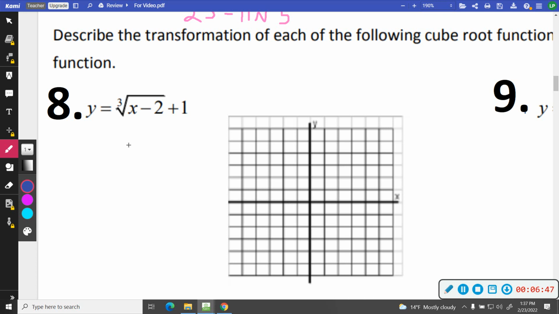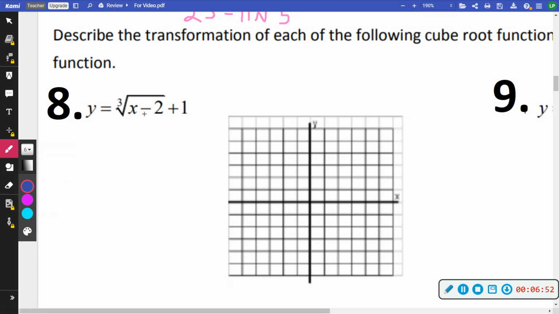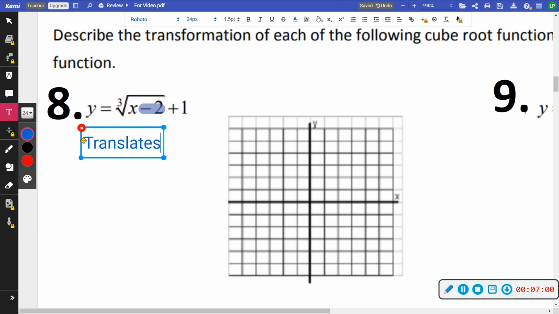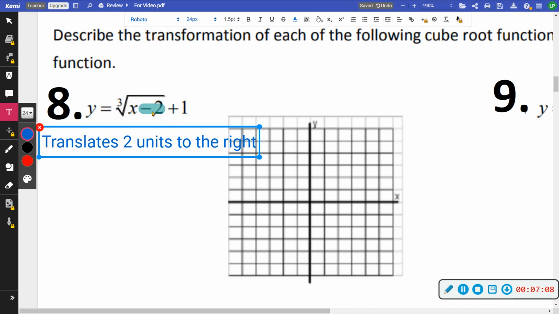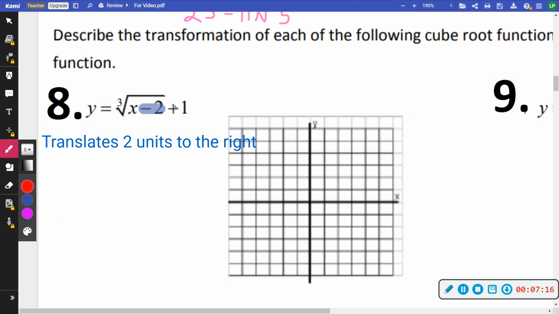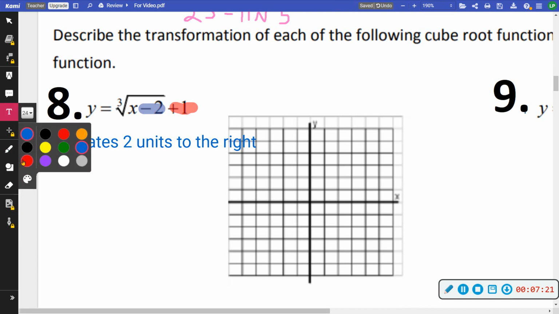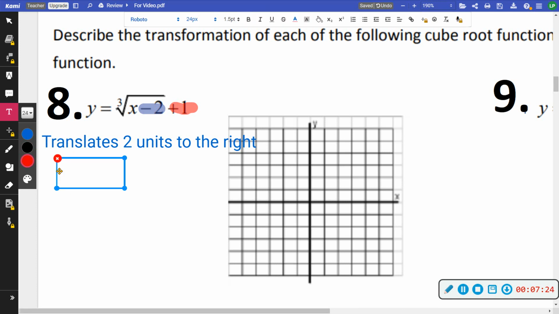Number 8. Describe the transformation. So remember, negative 2, what does that do? That actually translates 2 units to the right. Okay, remember that minus, anything inside the radical goes left and right. And then what else is going on here? What else is going on is I have this plus 1. So if it's on the outside, that's up and down. So that's going to translate it 1 unit up.